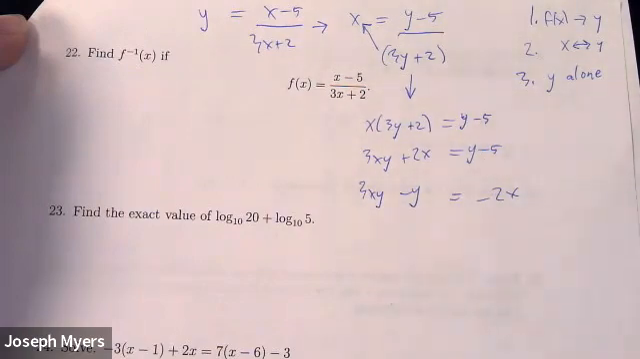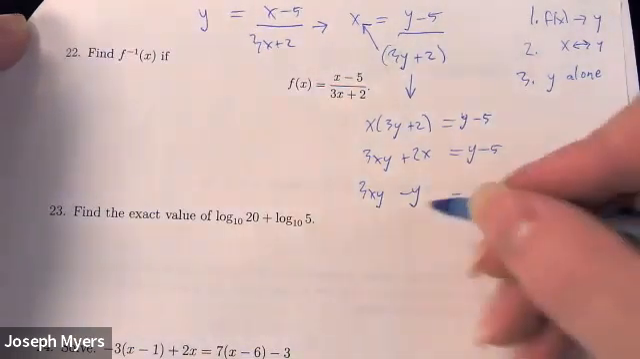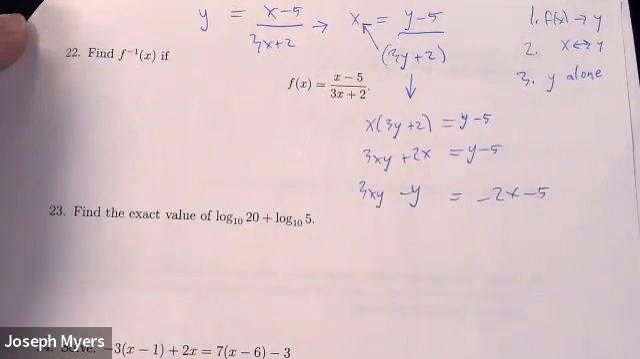Then how about the negative 5? Does that have a y in it? No, so leave it where it is on the right side. So what you'll get is 3xy minus y equals negative 2x minus 5. And then it's going to work out the same exact way on the final, except the numbers will be slightly different. Does that make sense?